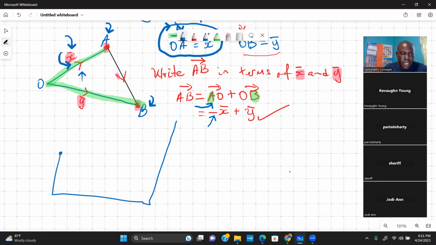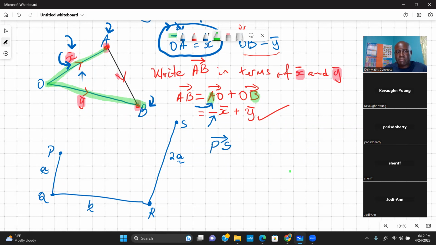So this is point P, Q, R, S. And then on this, I have A, I have B, and I have 2A. And the question says, we want to find PS. So you want to move from P to S.